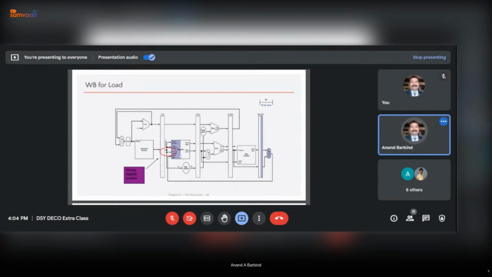During the first cycle, or the first 100 picoseconds, the register file will be used by the write back unit, and in the second 100 picoseconds, it will be used by the read register unit. Like this, the contents will be written into the register.